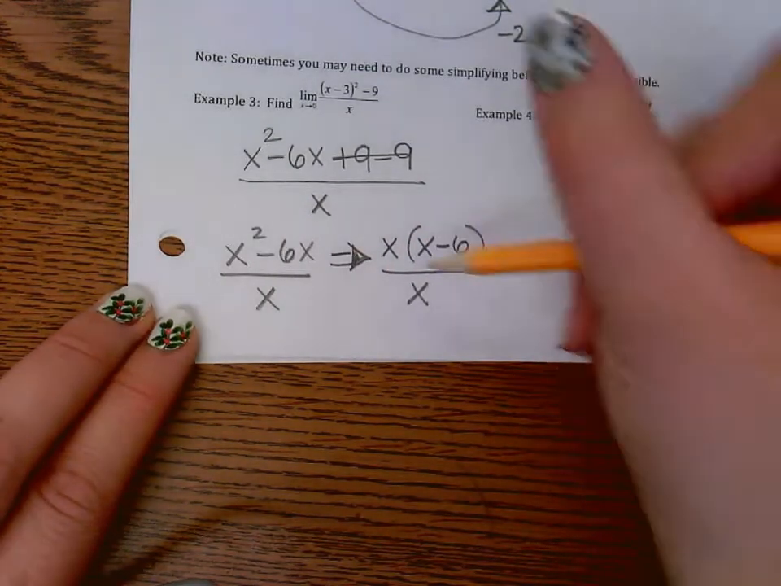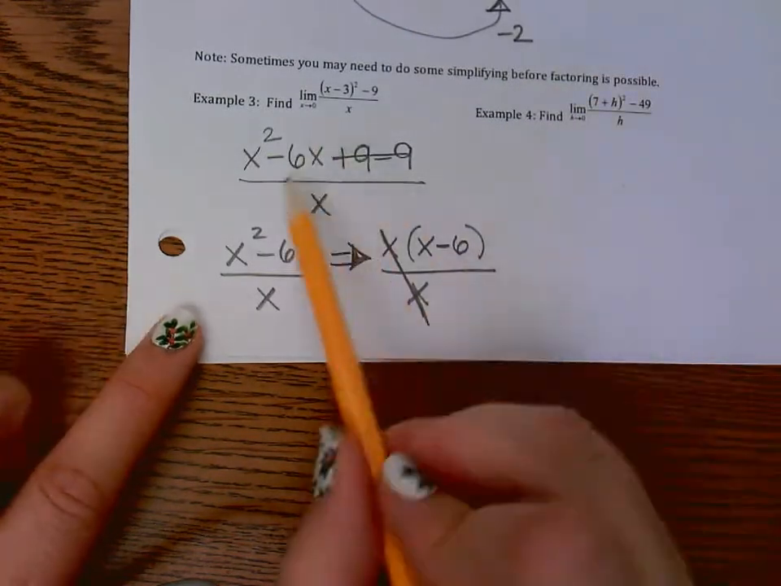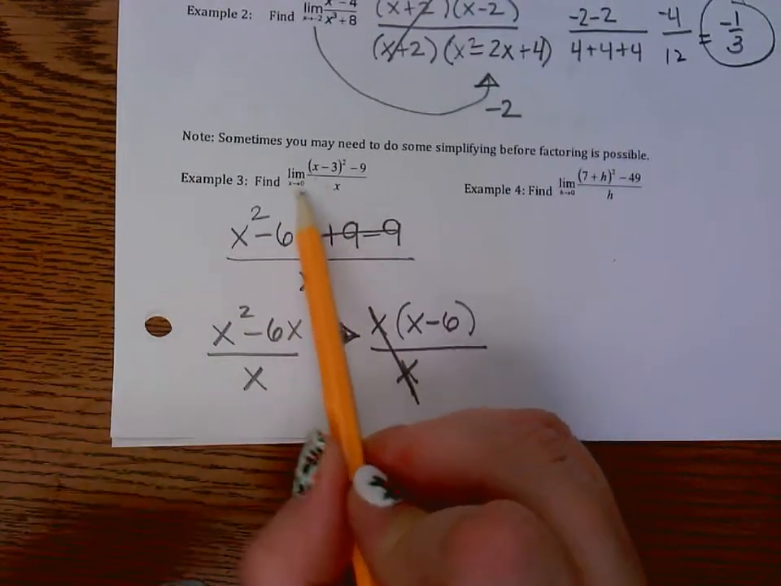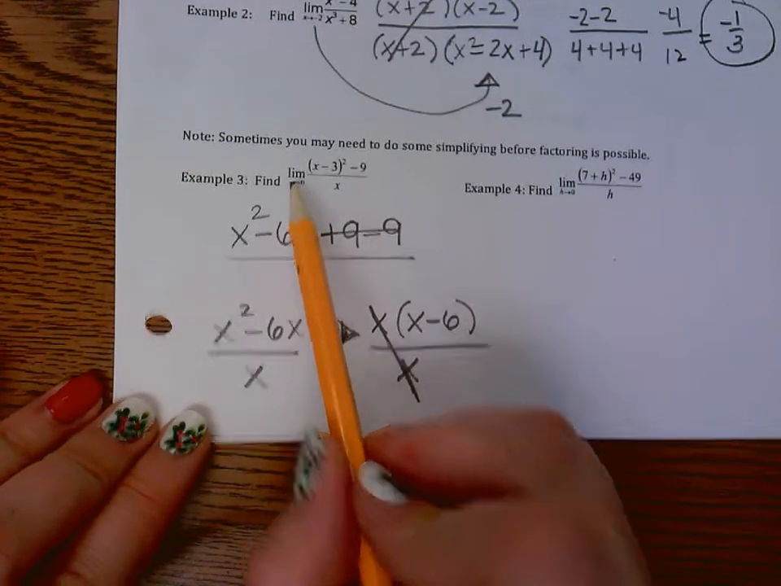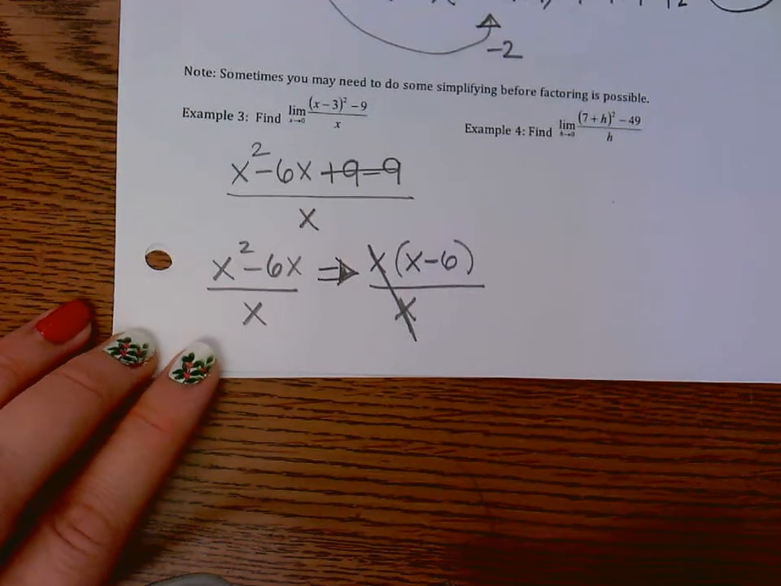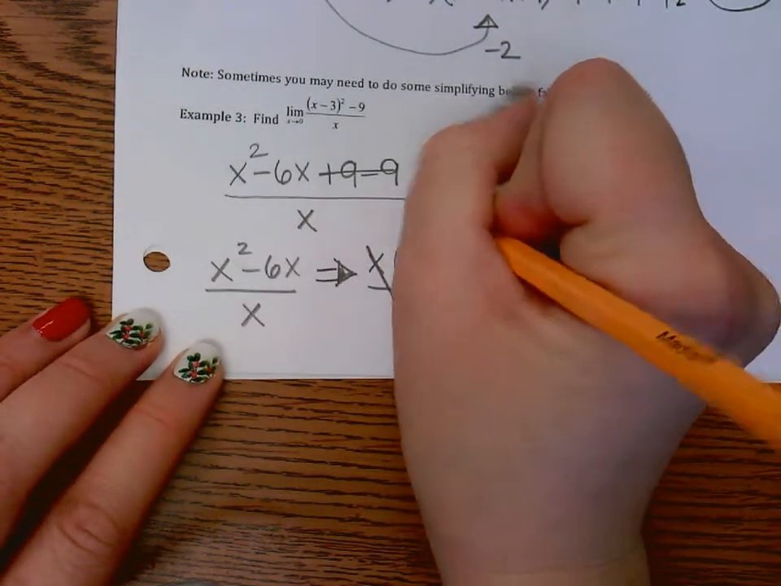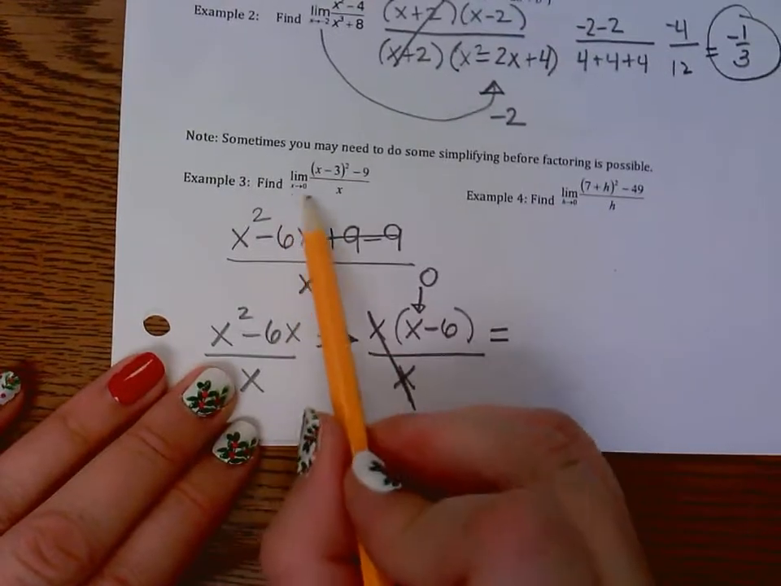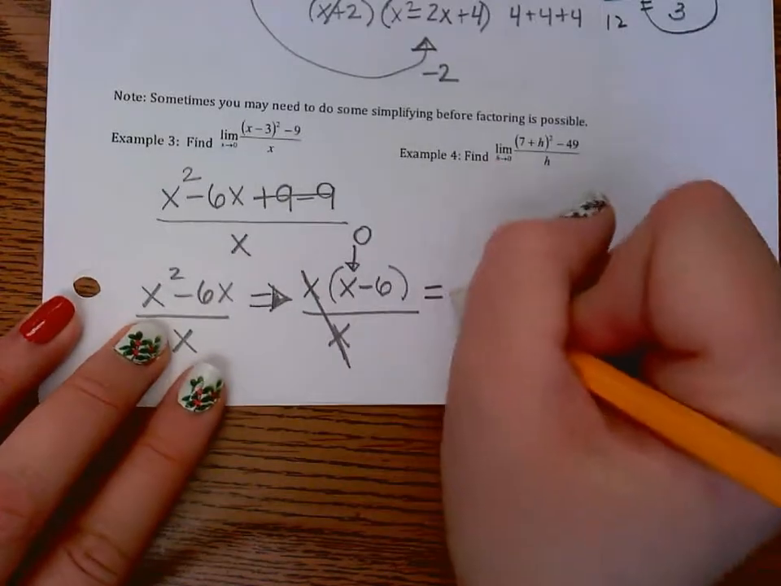So now see how that factor cancels? Remember they said whatever that x is approaching value, that's probably a hint for what you need to cancel out. So now that I've canceled out x, I can evaluate x minus 6 by plugging in 0. So what is the limit of this function as x approaches 0? -6.